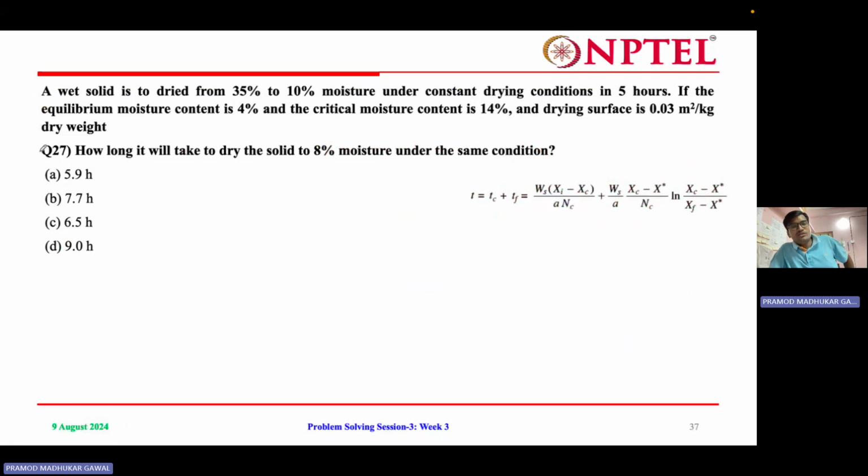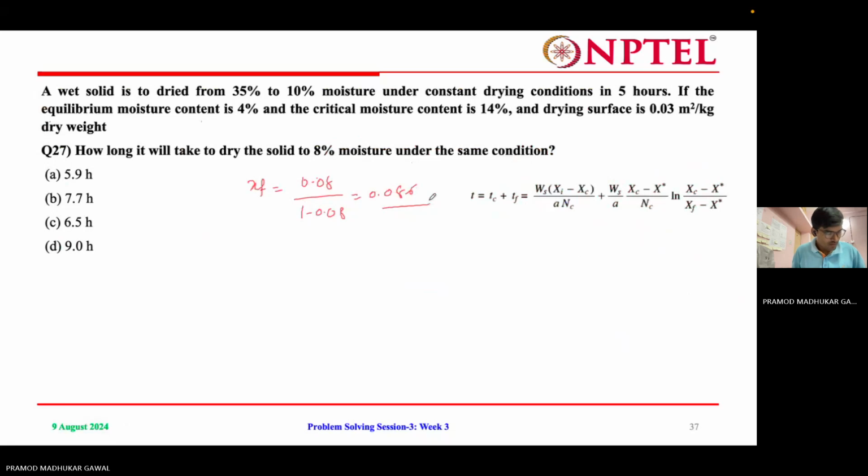Same statement. Question number 27: how long will it take to dry the solid to 8% moisture content at the same conditions, right? So here Xf is 8%, so you have to convert: 0.08 over 1 minus 0.08, so 0.086. All the conditions are given, and NC is calculated now. So put all the values in these equations.